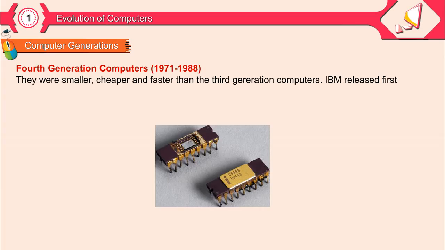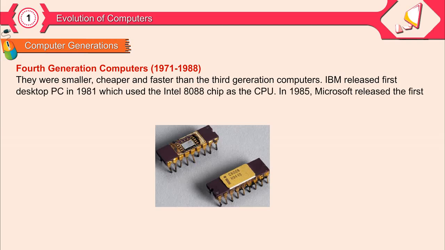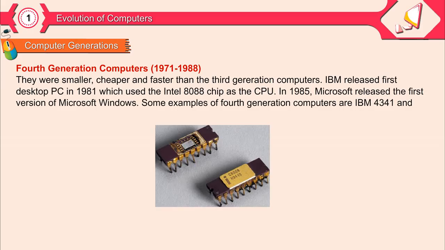IBM released the first desktop PC in 1981, which used the Intel 8088 chip as the CPU. In 1985, Microsoft released the first version of Microsoft Windows. Some examples of fourth generation computers are IBM 4341 and Apple II.